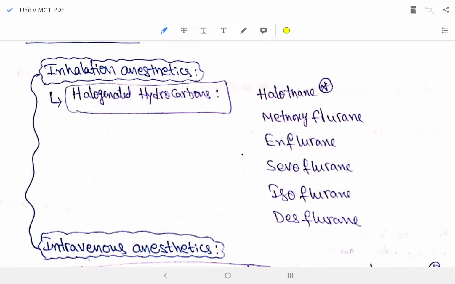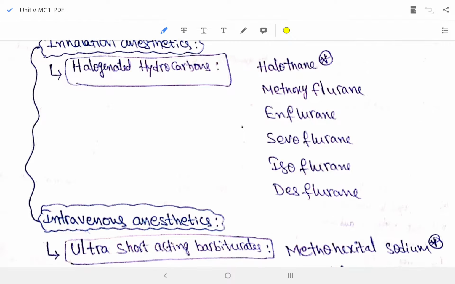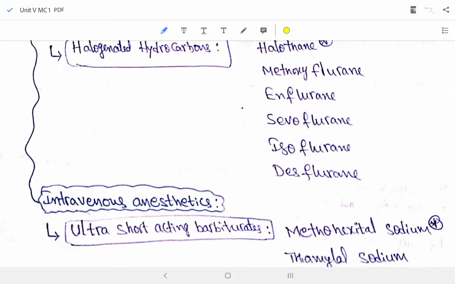The chemical category is halogenated, meaning there is the presence of halogens, chiefly chlorine, fluorine, bromine, attached to the hydrocarbons. Hydrocarbon examples are methane, ethane, propane. Okay. So in ethane and methane, their hydrogens are replaced with the halogens. The examples for halogenated hydrocarbons are halothane. For halothane, you need to learn the synthesis. Then methoxyflurane, enflurane, sevoflurane, isoflurane, desflurane.